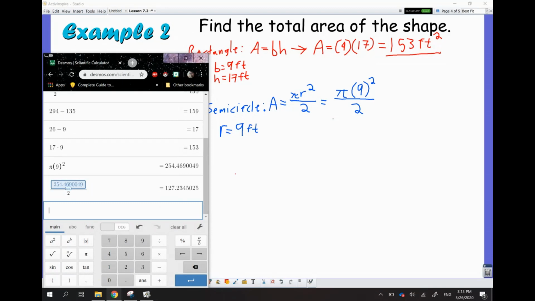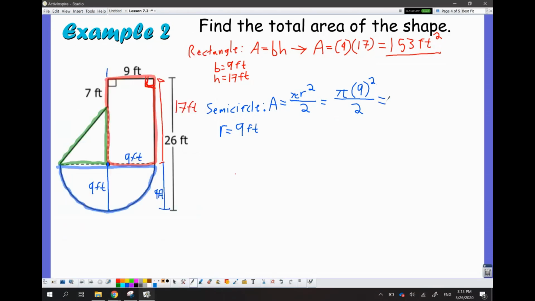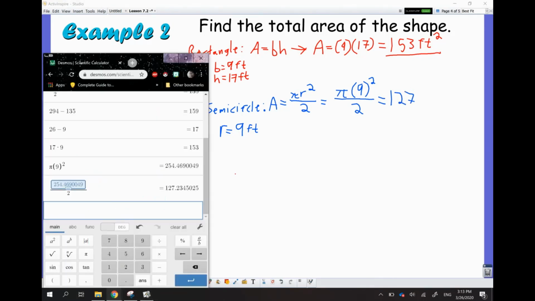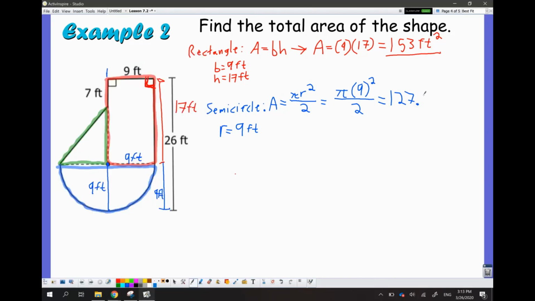127.23. I'm going to round to the nearest hundredth here. So 127.23. And that is also feet squared. So now I have the area for the semicircle.